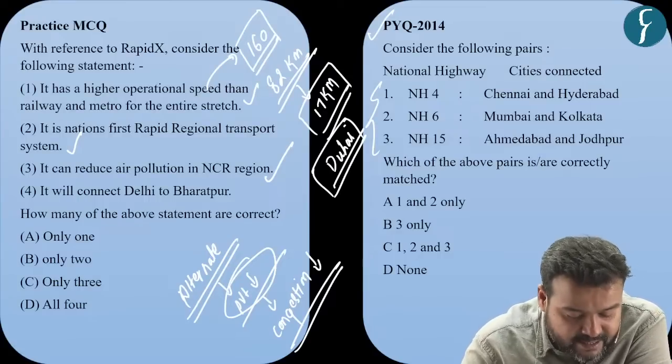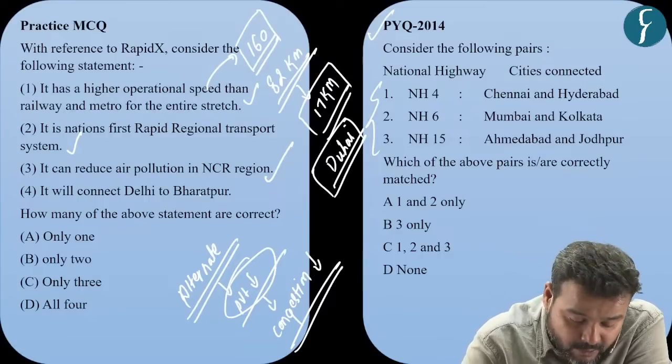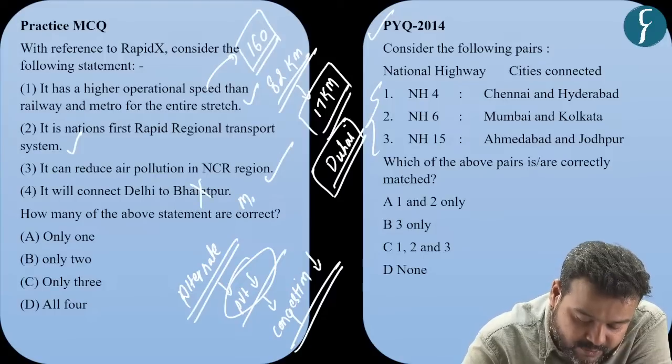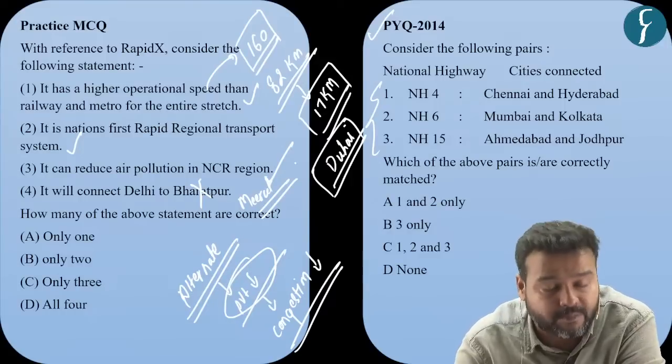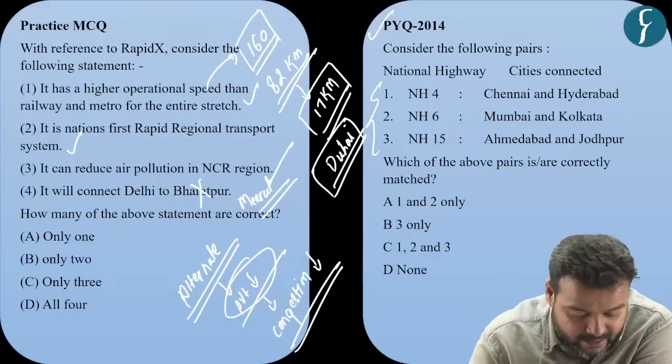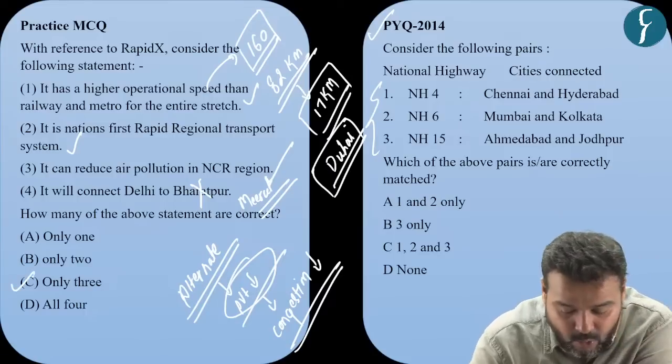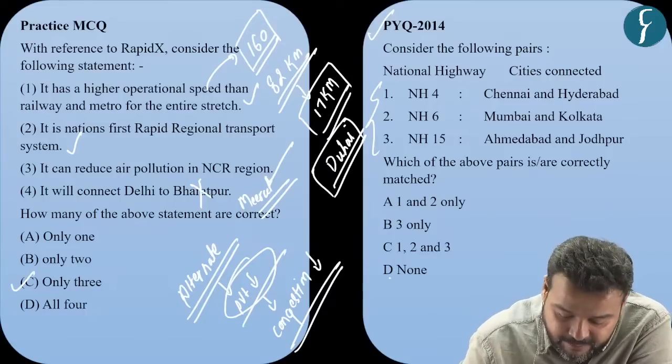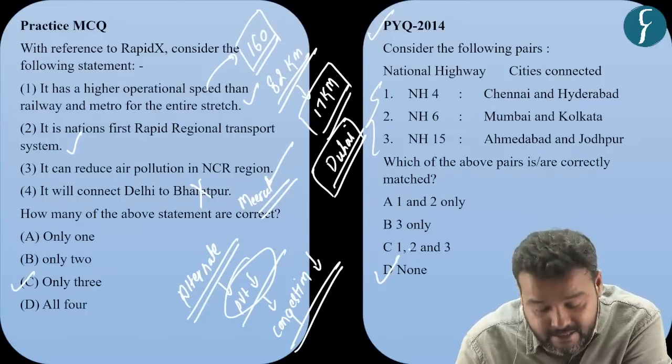Fourth statement says it will connect Delhi to Bharatpur. Now this statement is incorrect. It is going to connect Delhi with Meerut in Uttar Pradesh. So as you had to find how many statements are correct, our answer would be C, that is only 3. Answer for this PYQ is D, that is none.